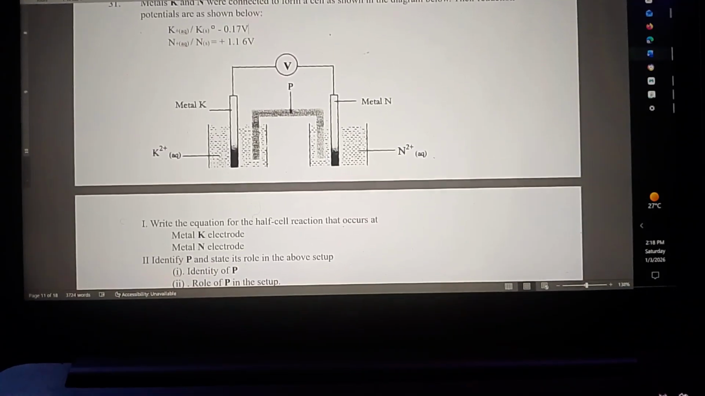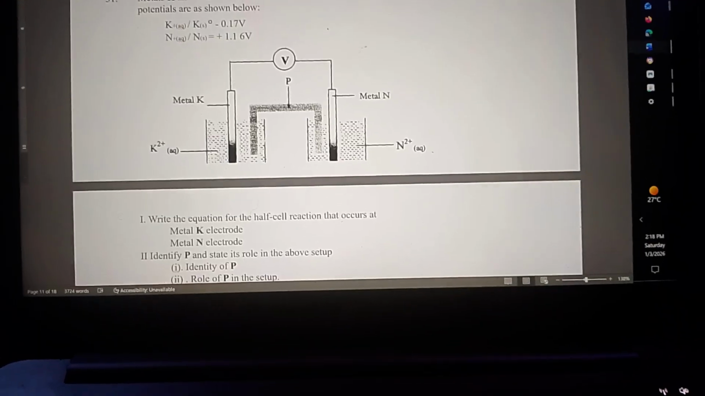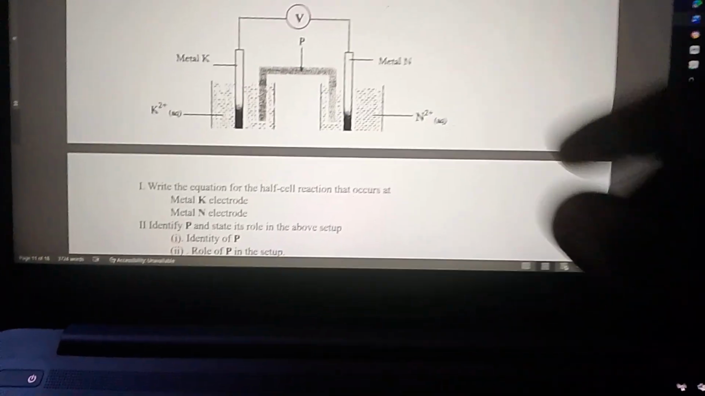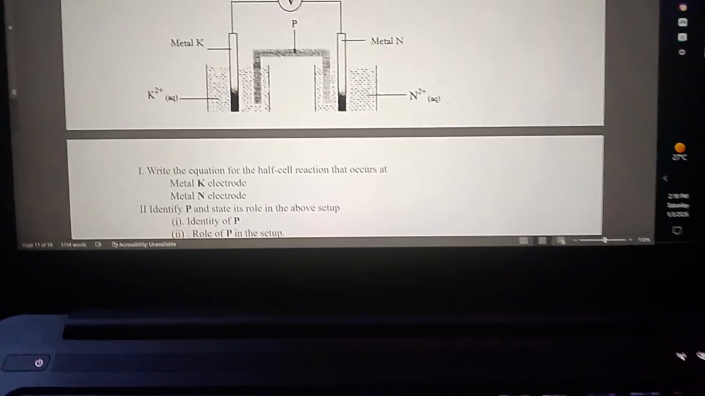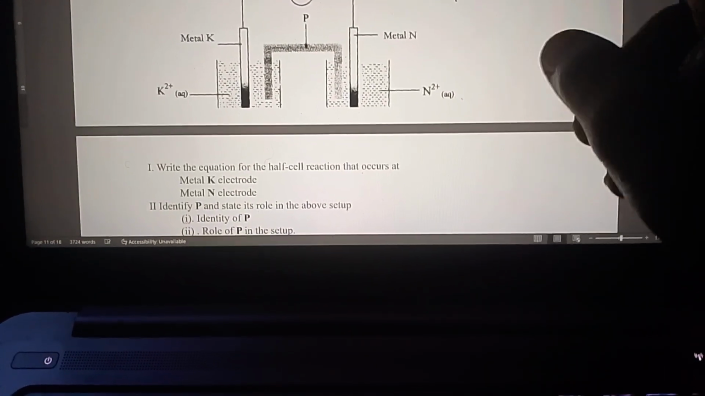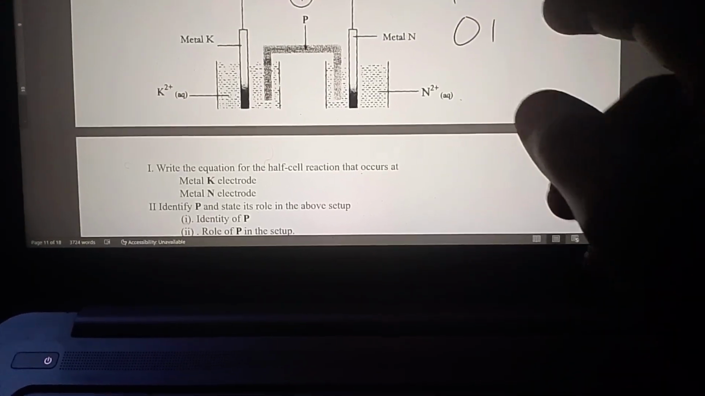So for this case here, let me use a pen here. For the reduction potential, you shall be having the N undergoing reduction, and the reduction is a redox. Oxidation is an oil rig.